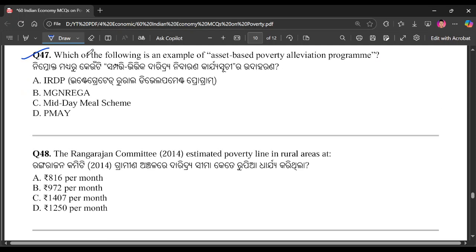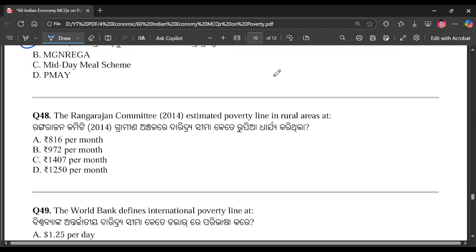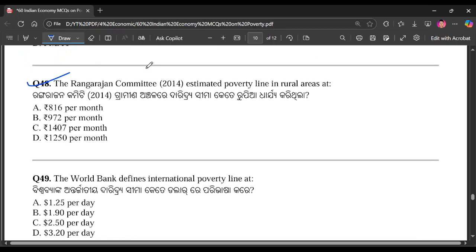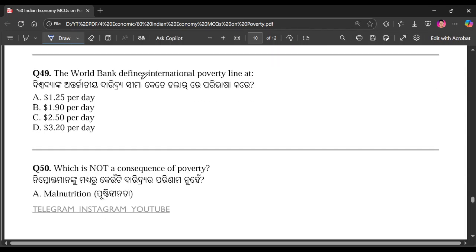Question number 47. Which of the following is an example of an asset-based poverty alleviation program? Right answer is option number A. Question number 48. The Rangarajan Committee 2014 estimated the poverty line in rural area at? Right answer is option number C. Question number 49. The World Bank defined the international poverty line at? Right answer is option number B.